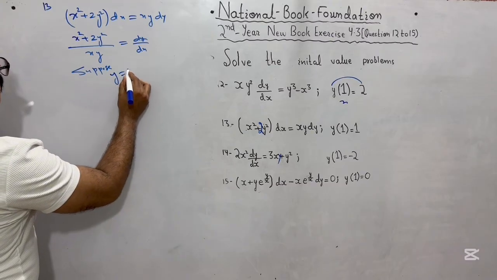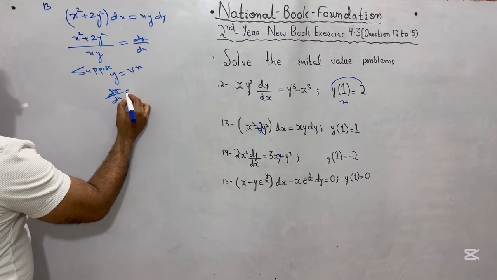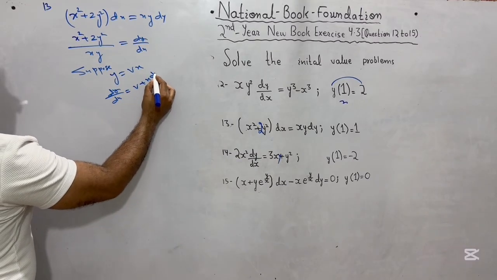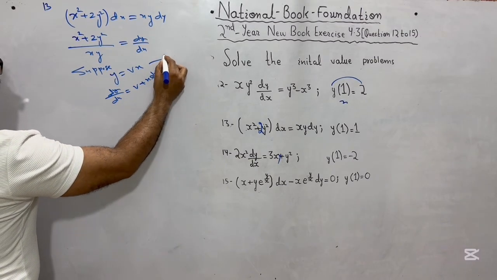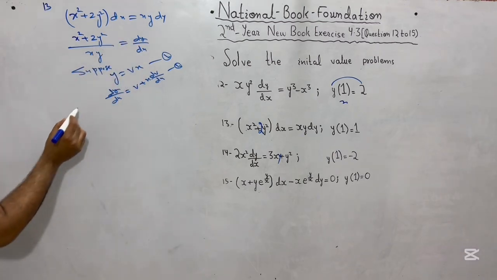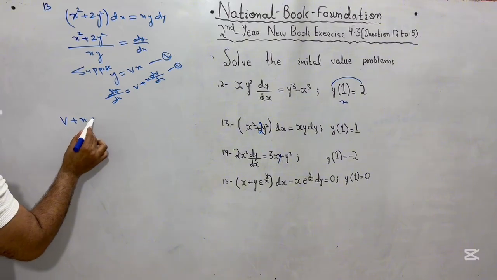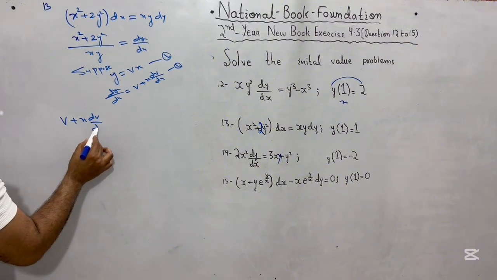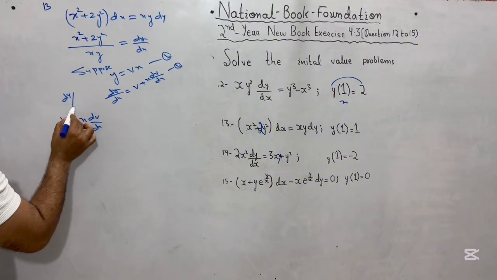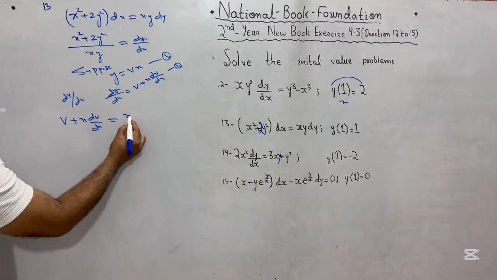Suppose y is equal to vx. Don't forget to differentiate with respect to x. It is v plus x times dv over dx. Utilize both these suppositions. In the original equation, instead of dy upon dx, I am writing v plus x dv upon dx. It is the value of dy upon dx.